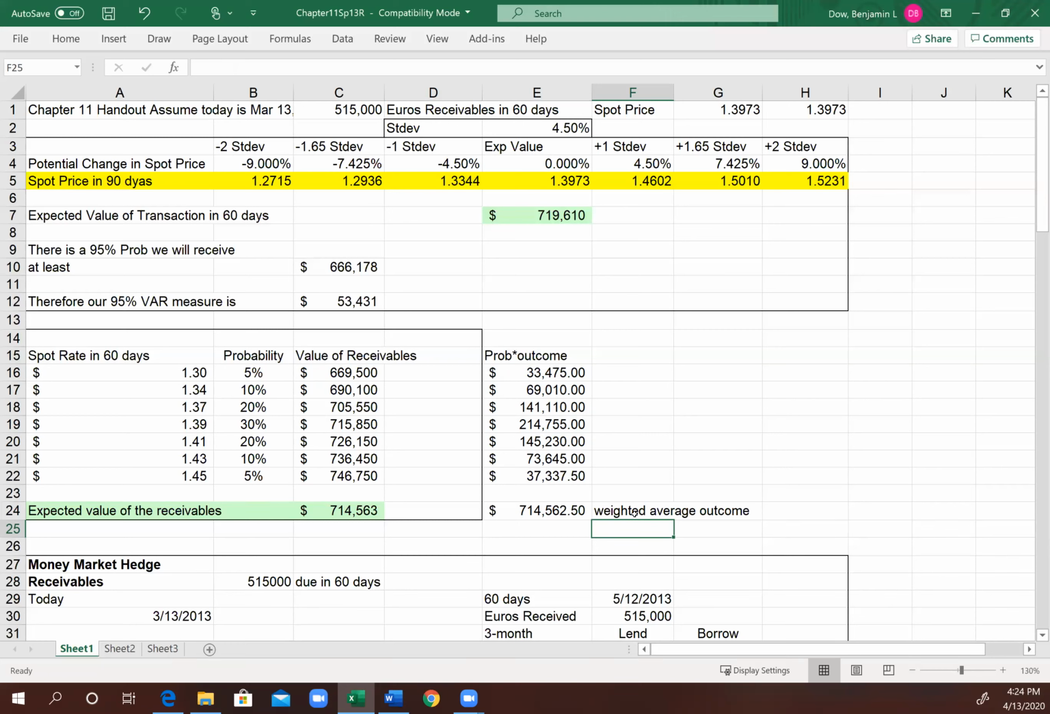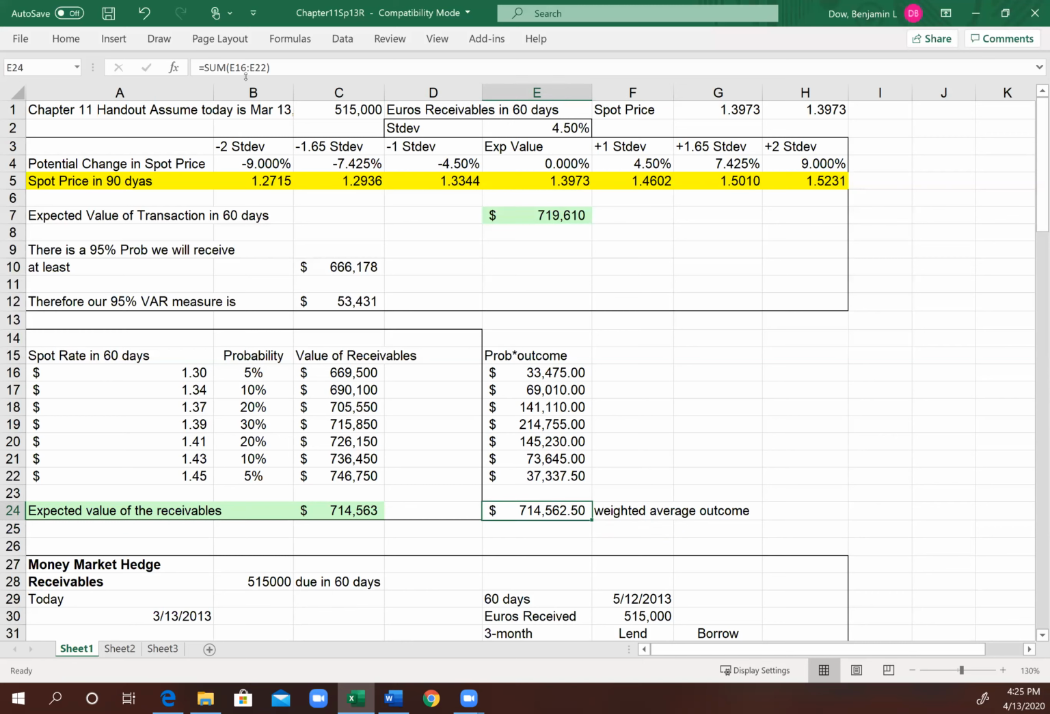I know some people like to find an average by adding all the numbers up and dividing by n, but you can't do that here because they're not equally likely to occur. So we can't use a simple average because we've got different probabilities associated with different outcomes. So we have to use what's called a weighted average, which is just the probability times the outcome summed up. Notice that our weighted average estimate is a little bit different than when we use the value at risk measure.